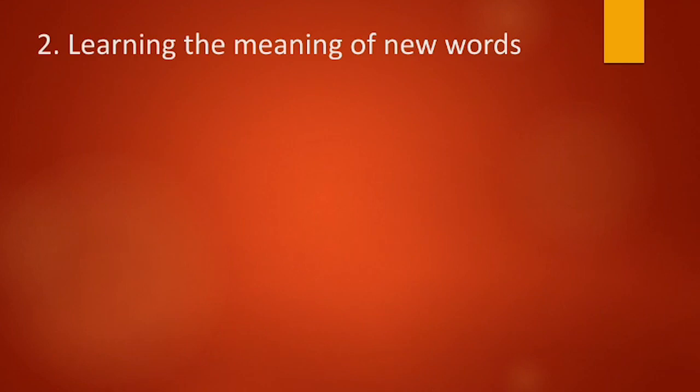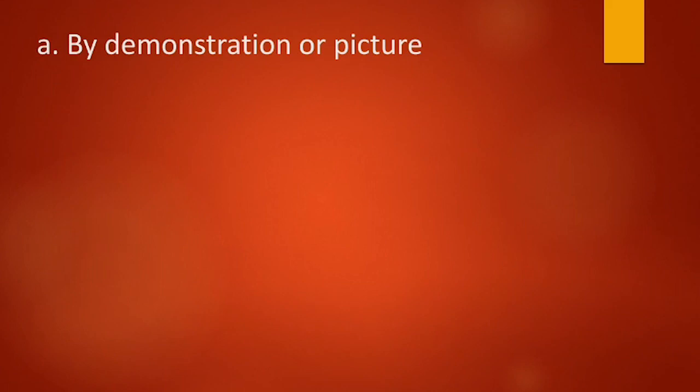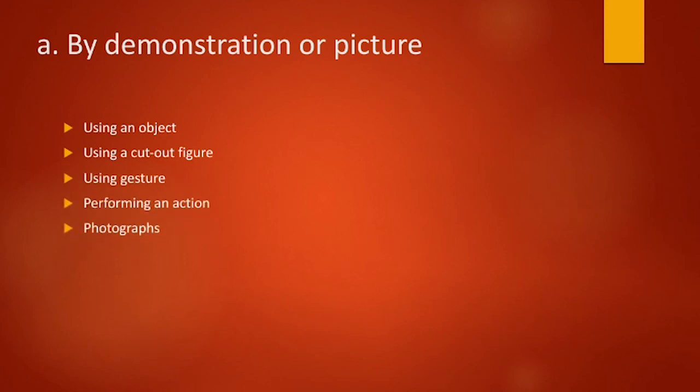Second, learning the meaning of new words. There are two ways we can use to learn the meaning of new words. First is by demonstration or pictures, and then the second is by verbal explanation. By demonstration or pictures, in this case, we can use an object, a cut-out figure, gesture, performing actions, photographs, drawing or diagrams, and then pictures from the book.